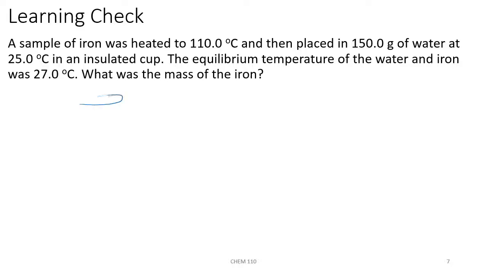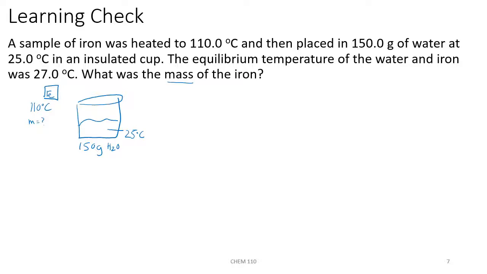So we have a situation where initially we have our insulated cup and we have some water in here. We have 150 grams of water inside of our cup, and it's initially at 25 degrees Celsius. We have a block of iron, and we know that our iron was heated up first to 110 degrees Celsius, but we don't know what the mass of our iron was. That's what we're going to be trying to figure out. What is the mass in grams?